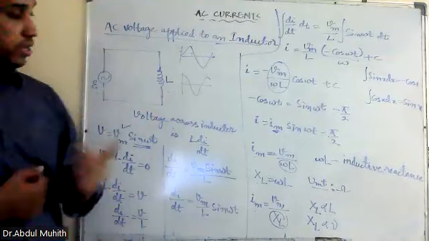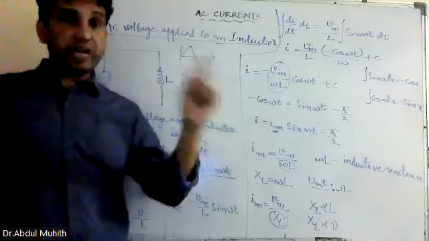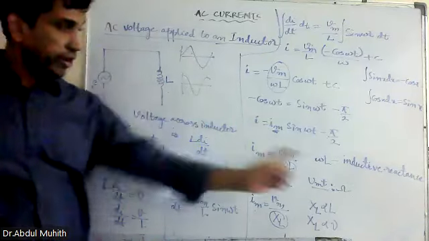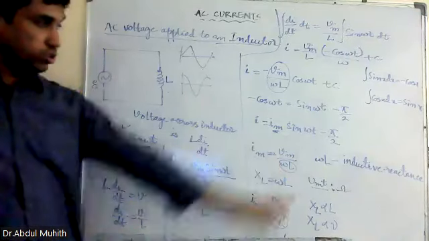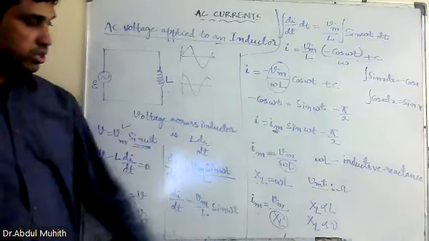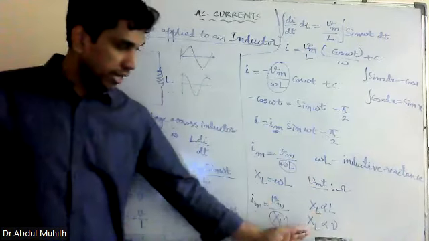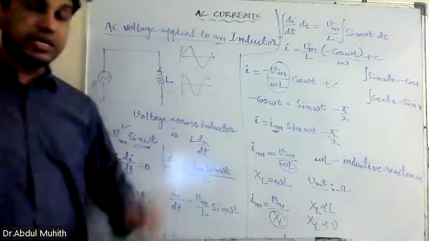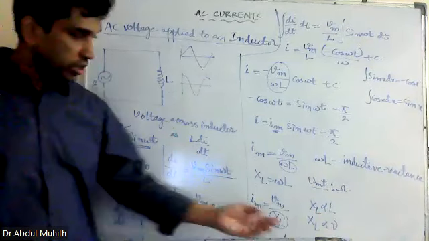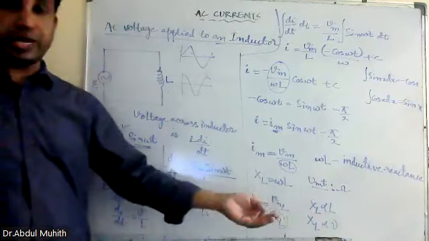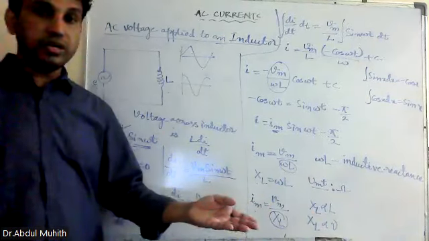Is that clear? Now, reactance has the same units as resistance. Reactance and resistance have the same units. What is that? Ohms. Now XL is directly proportional to L and XL is proportional to nu. What is the meaning of that? The more the inductor value, the more the inductive reactance. The more the frequency, the more the inductive reactance.